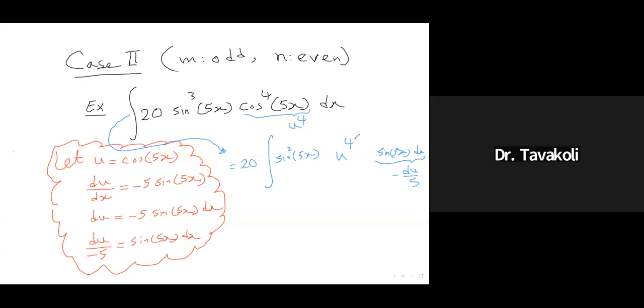The only part that needs to be written in terms of u is sine squared. That's not a big deal because we know that sine squared is 1 minus cosine squared, 1 minus cosine squared of 5x. And since u is cosine, that part is just 1 minus u squared. So this is going to be 1 minus u squared.